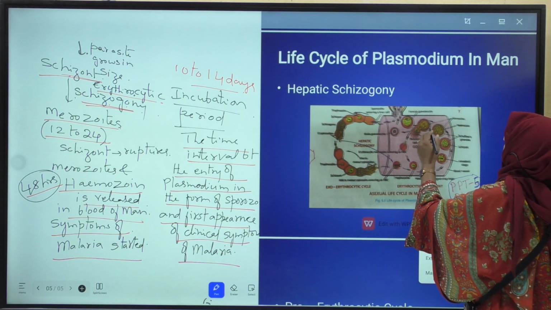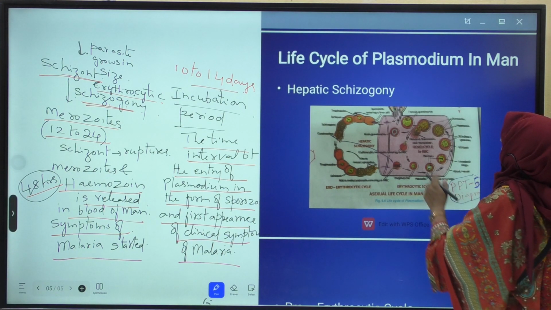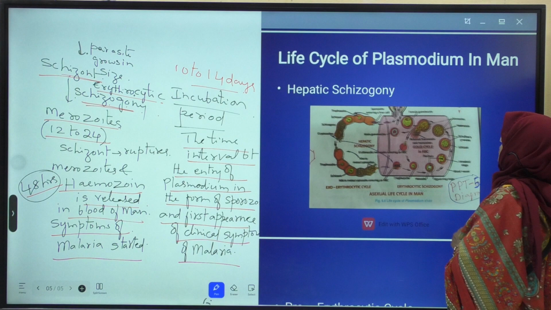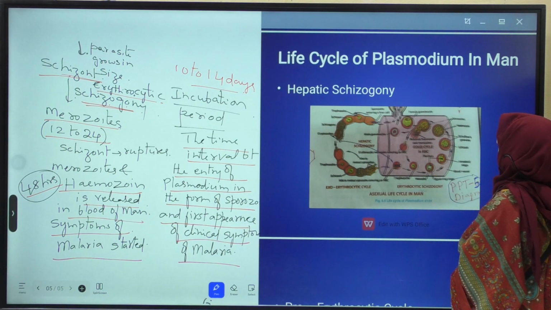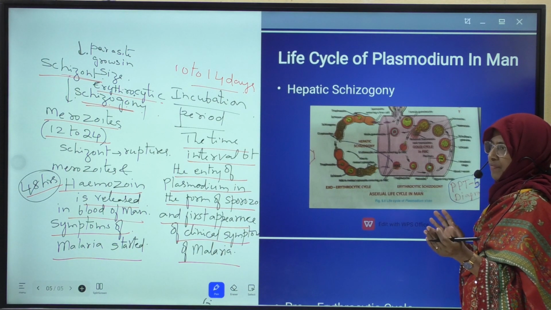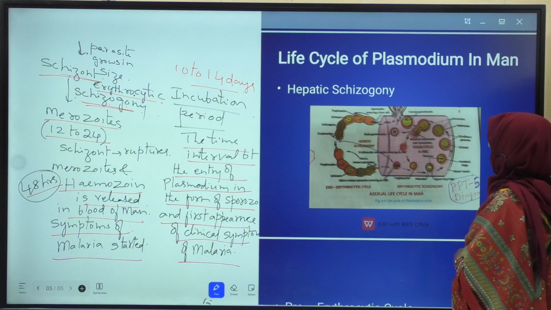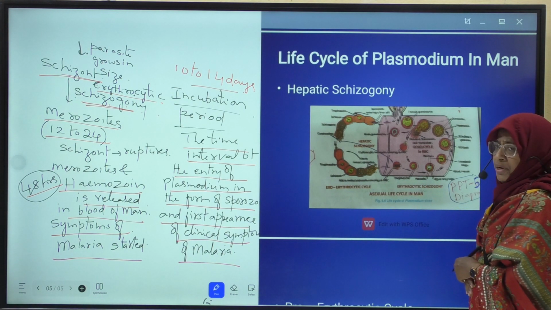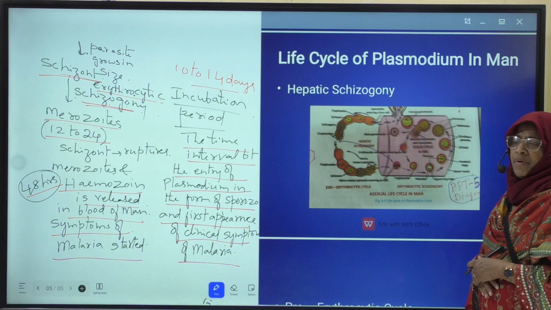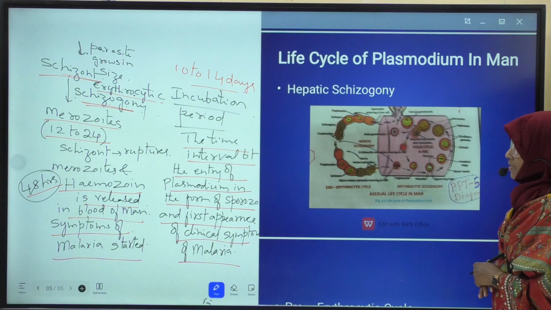Later, what happens? These merozoites and hemozoin are released into the blood circulation of man by the rupture of the wall of the schizont and wall of the RBC. Okay? So with the release of hemozoin into the blood circulation of man, what happens? Symptoms of malaria take place.